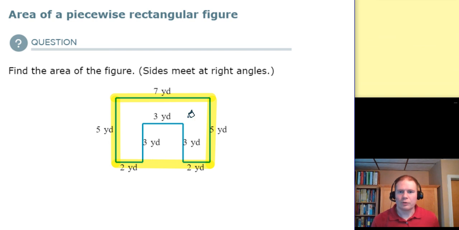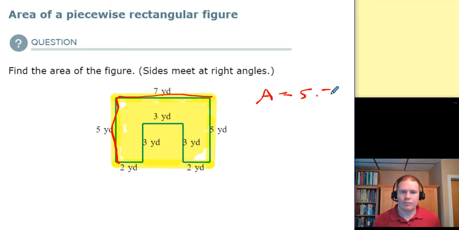Alright, it's not filling in the way I want to. I'll stop trying to be fancy here. I'll just fill it in. So the big yellow rectangle has a length of 5 and a width of 7.